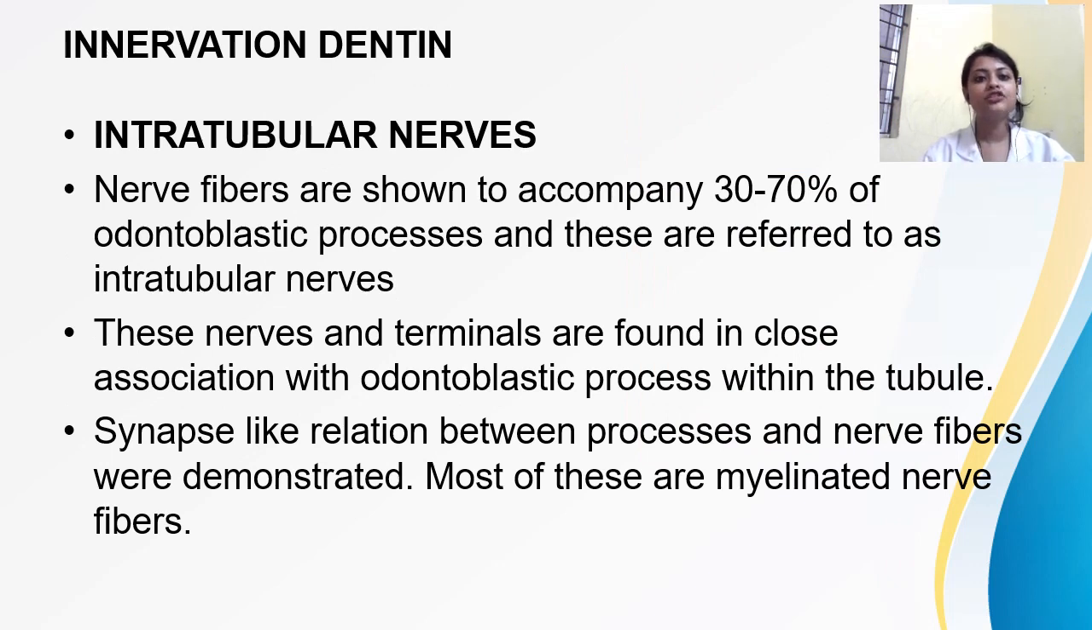Now coming to the intratubular nerves. It is an innervation of the nerve. Under that only we will find the nerves. Nerve fibers are shown to accompany 30 to 70% of the odontoblastic processes, and these are referred to as intratubular nerves. These nerves and terminals are found in close association with odontoblastic processes within the tubule. Synapse-like relations between process and nerve fibers have been demonstrated. Most of these were myelinated nerve fibers. So most of them will be myelinated.